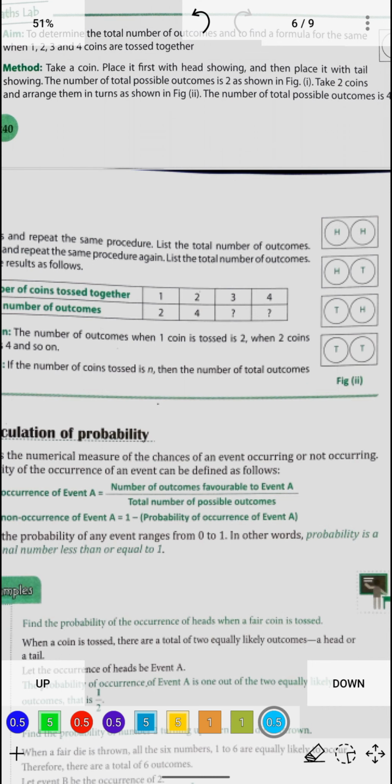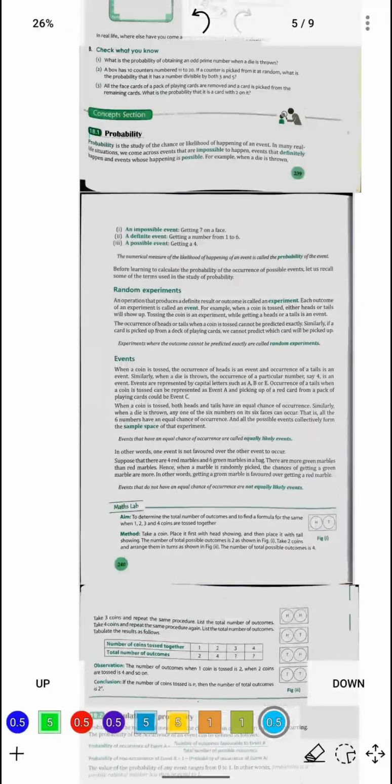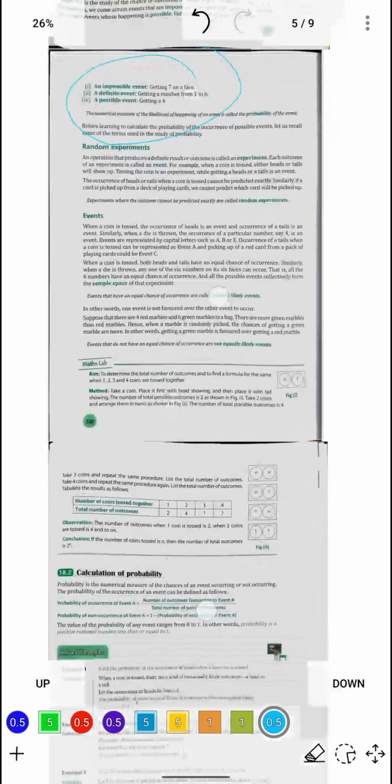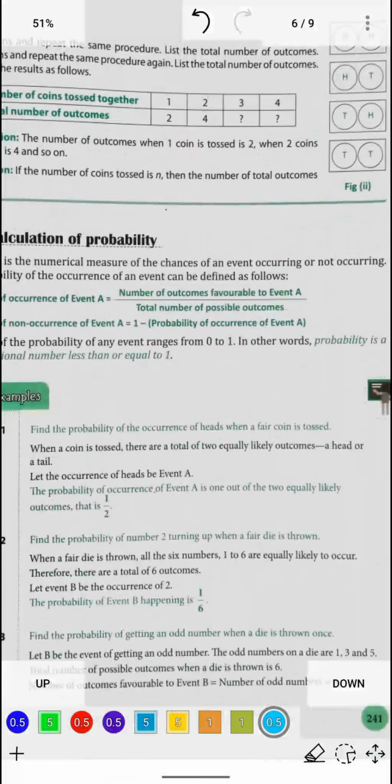Now, this is just a recap of what we have learned. What is the meaning of probability? Probability is the likelihood or chance of a particular event happening. There are different types of events: possible events, impossible events, and definite events. These are the three events that I told you to read yourself.